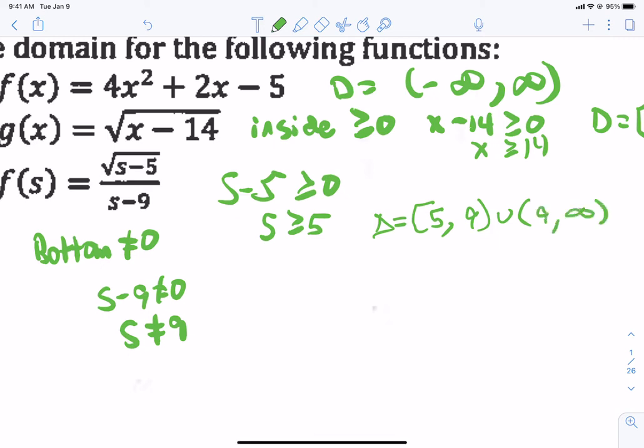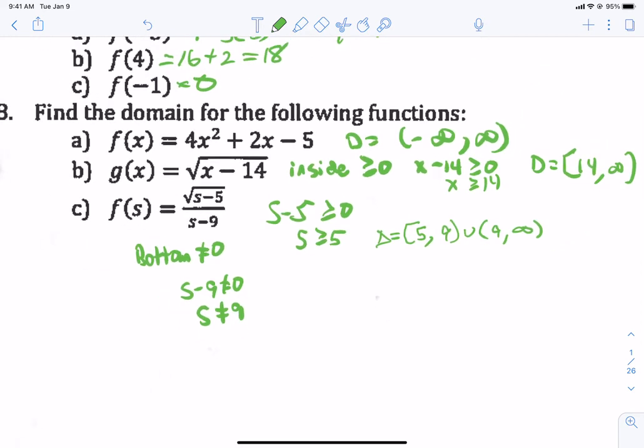So those two things have to form what we call an intersection. Where do those two things both happen simultaneously? And so you have to account for both things. So the main thing to remember for domain: fraction bottoms cannot equal 0, so throw out any values where the bottom is 0. Square roots have to be greater than or equal to 0. Those are the main things to remember for domain.